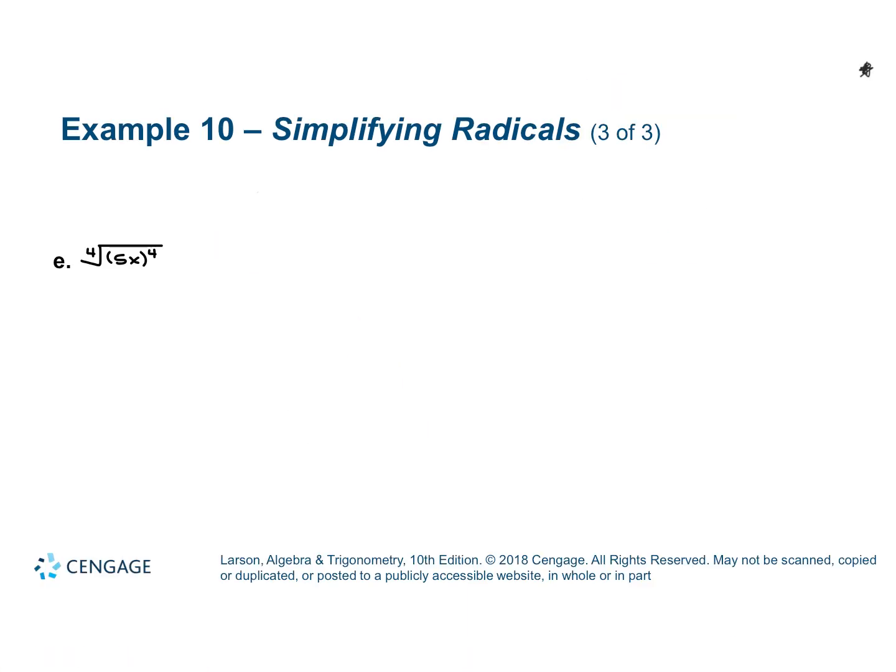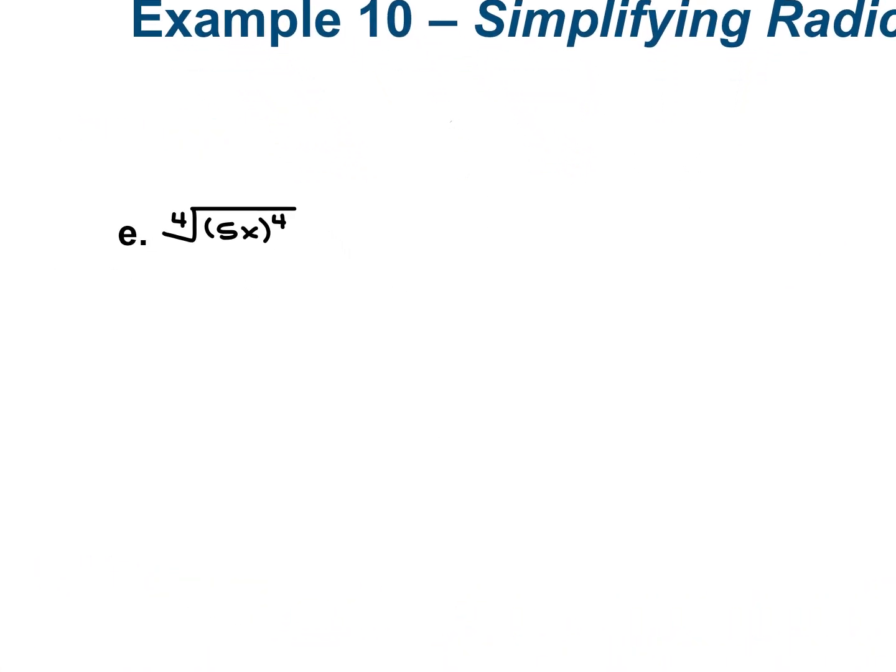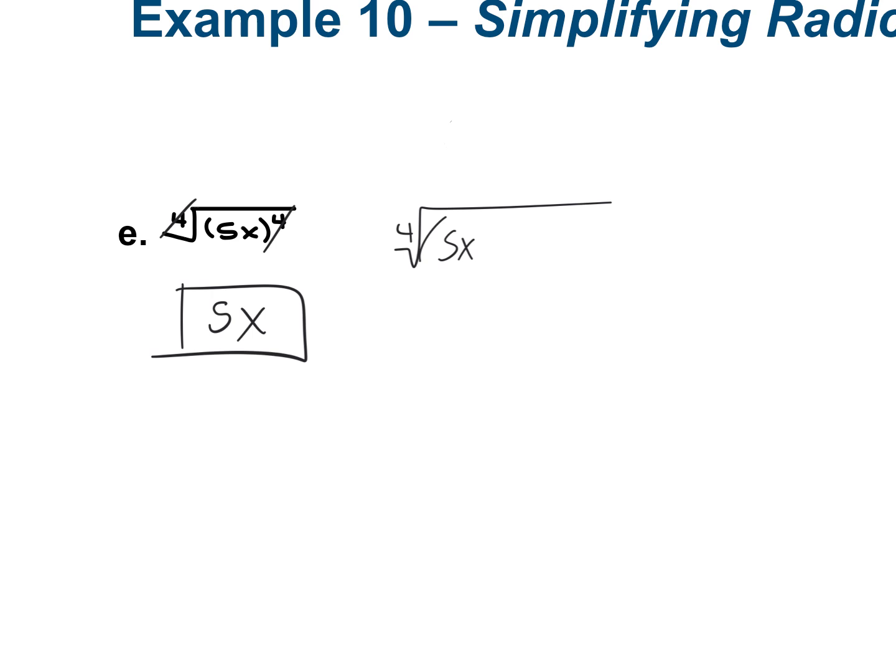So for this problem, it's actually one of the easiest, I believe, because they just cancel out the index and the exponent, and you're just left with the base, which is 5x. That will be your final answer. If you forget that you can do that, by all means, expand the problem.